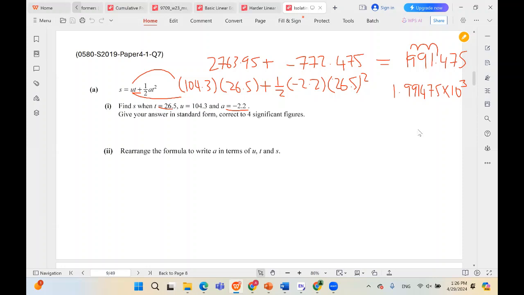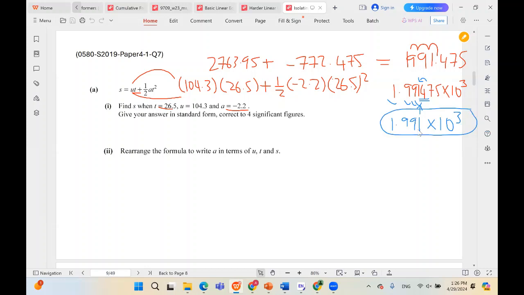And we wanted 4 significant figures. So we start counting here 1, 2, 3, 4. So 1.99. And then for the last digit, we have to check the digit after. Does it change it or not? 4 is less than 5, so we just keep it as 1. Had it been more than 5, it would have been 2 instead of 1. So we have 1.991 times 10 power 3. This is our final answer.